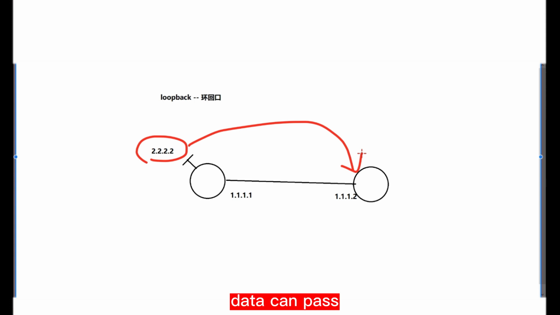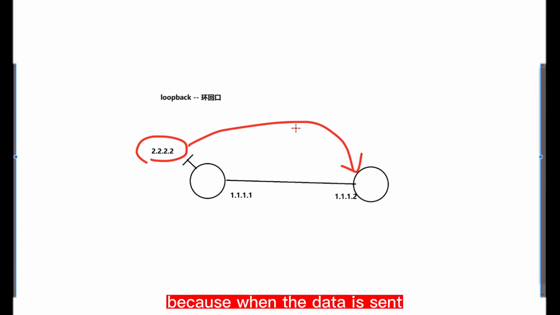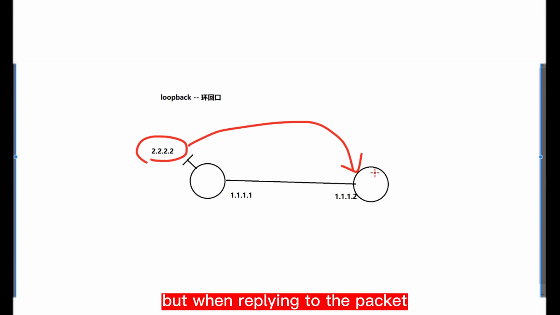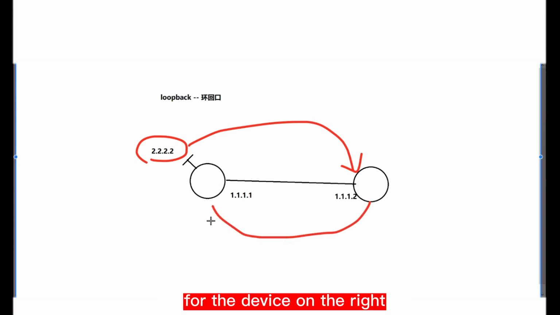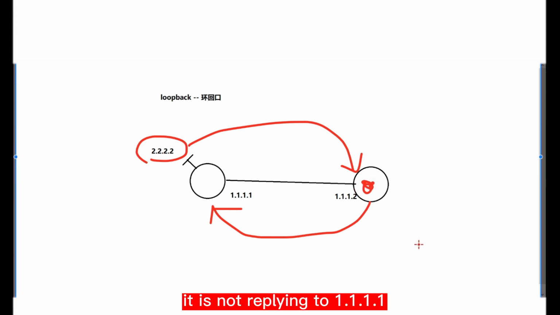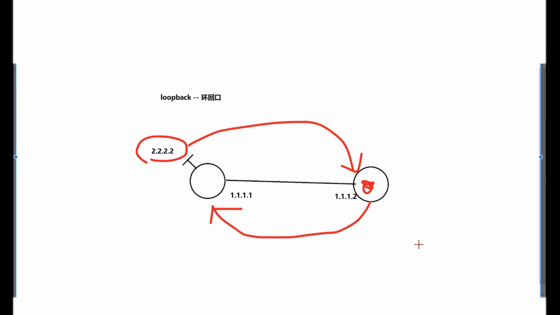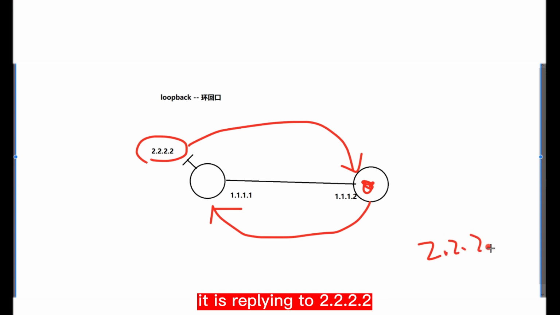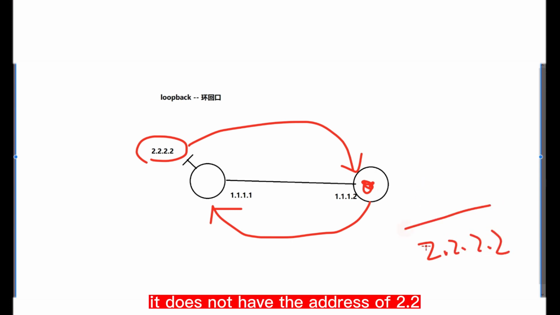Data can pass, because when the data is sent, it checks the route on this device. But when replying to the packet, for the device on the right, it is not replying to 1.1.1.1, it is replying to 2.2.2.2. It does not have the address of 2.2.2.2, then it can't come back.